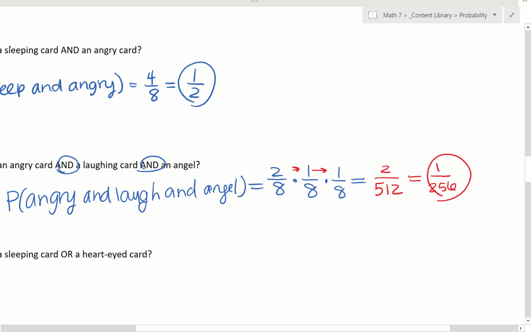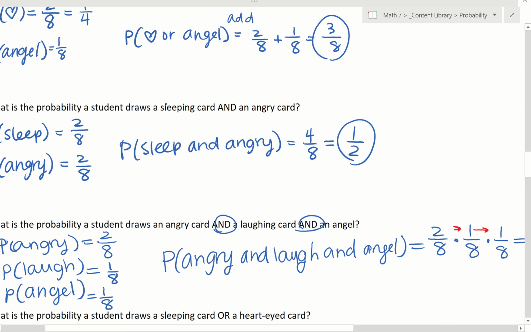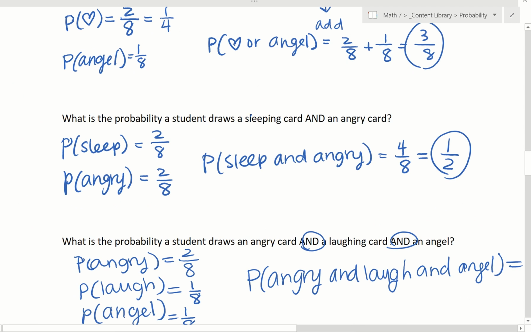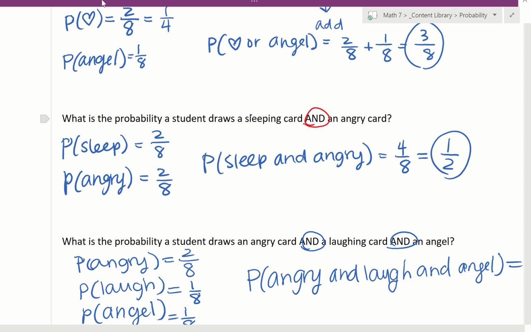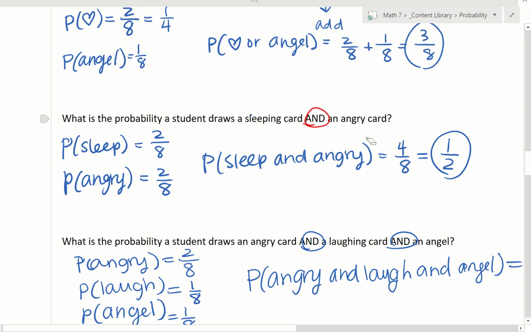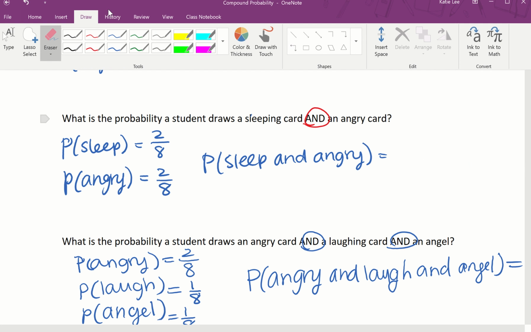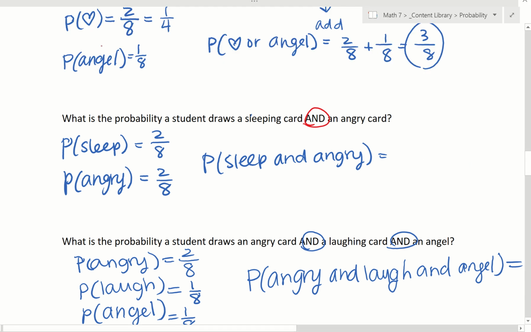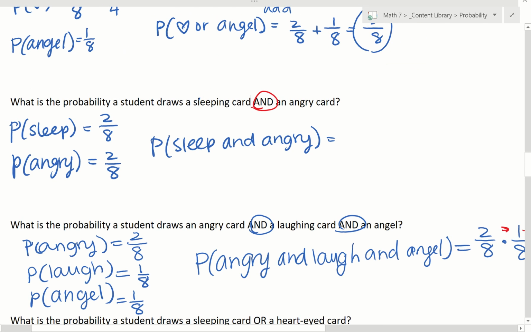Okay, I'd like to go back to number 2 because I made a mistake here. I thought we were still doing another OR problem, but we're actually doing an AND problem. So we don't add 2/8 plus 2/8. Let's go back here. So to refresh our memories, the probability of sleeping was 2/8. The probability of an angry card was 2/8. I want sleeping and angry. So we have that 2/8 times 2/8.